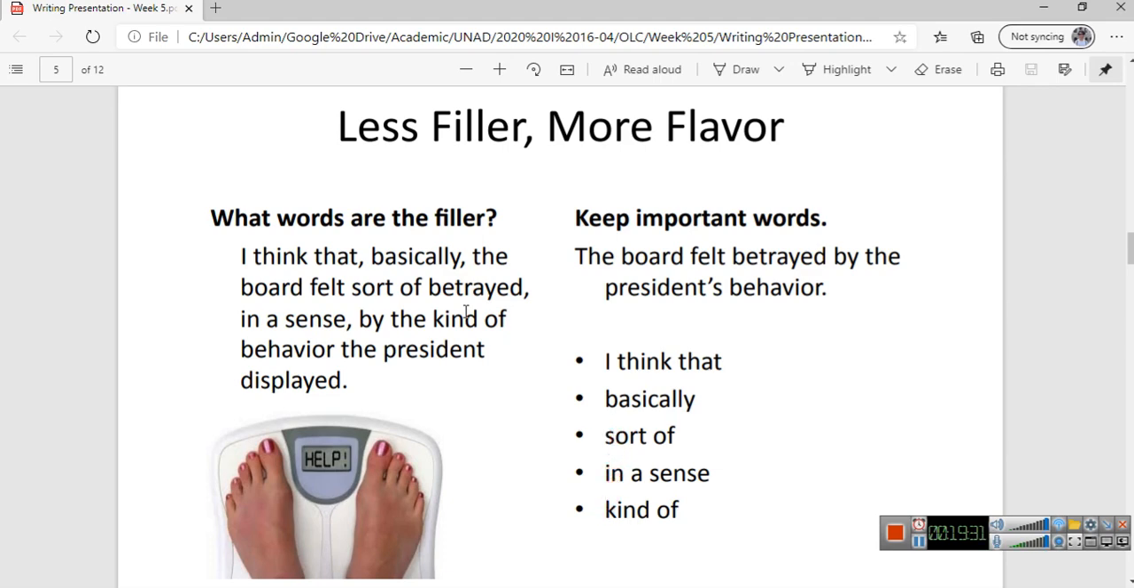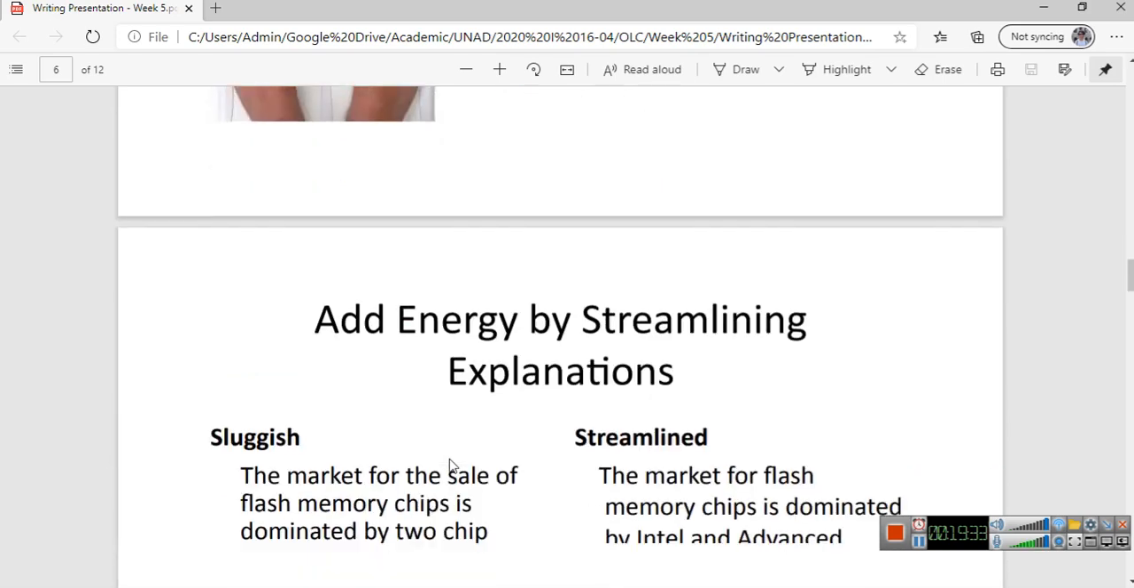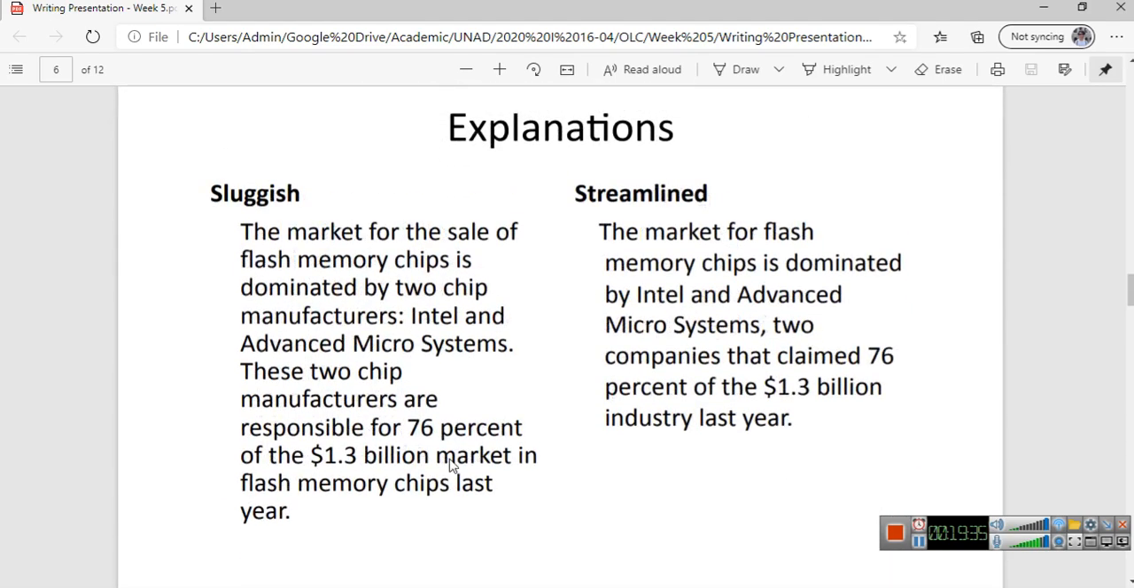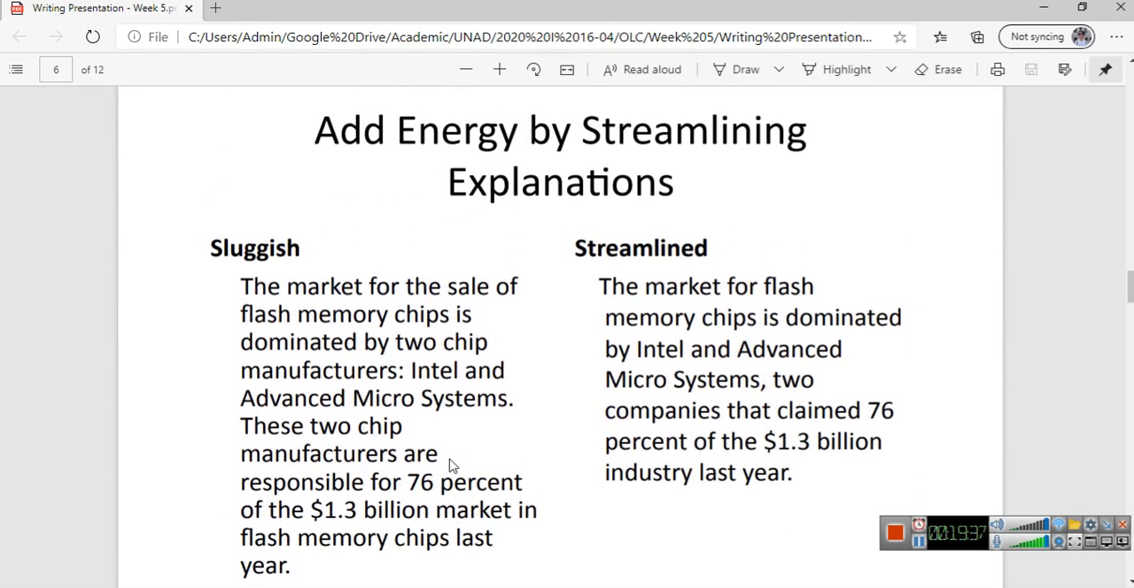Alright? Let's go ahead. We're going to do some exercises to make that clearer. Add energy by streamlining explanations. We have sluggish style and streamlined style. Let's start reading the streamlined first. Now, Dania, please help me read the streamlined explanation.